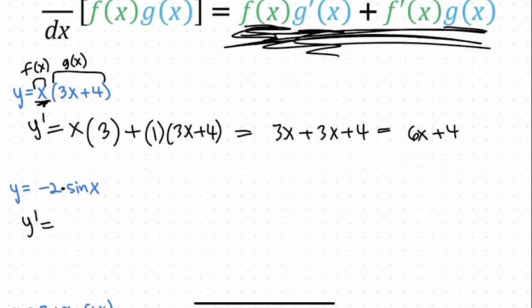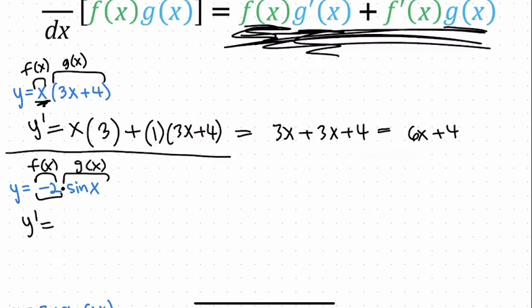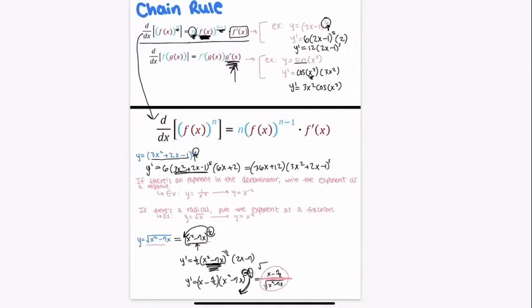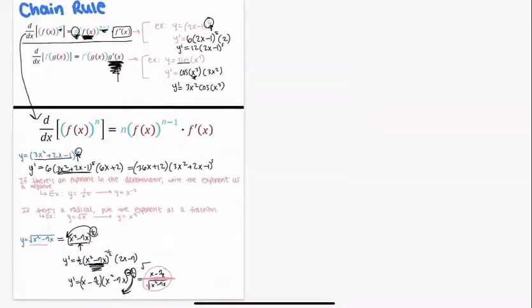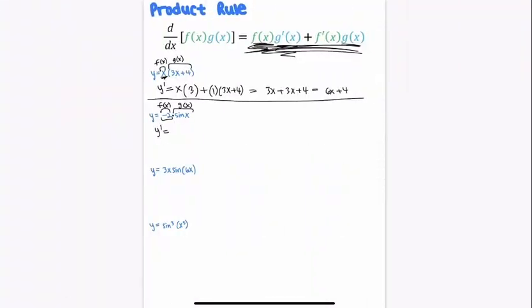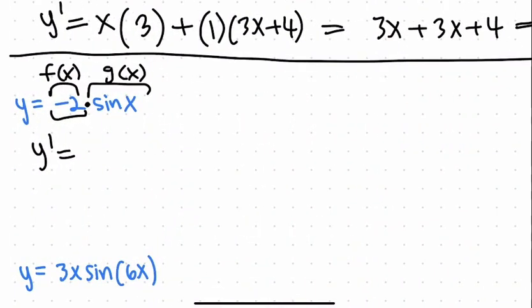So as you can see, these are being multiplied, right? So negative 2 is practically like f of x. This is practically like g of x. Now remember, this g of x function is using chain rule because you have to take the derivative of the inside, right? So first you're going to keep f of x the same, which is just negative 2. Take the derivative of g of x, which is cosine of x, times the derivative of x, which is just 1, so you don't need to write anything.